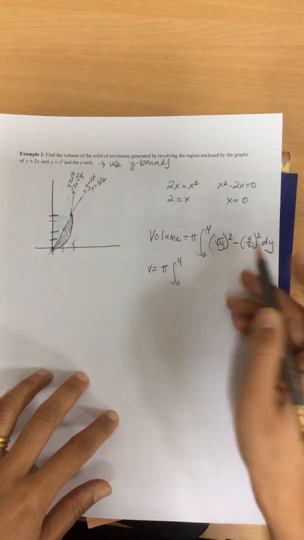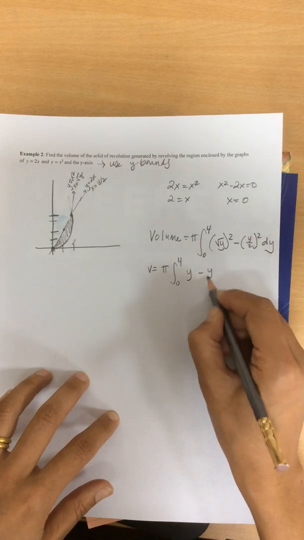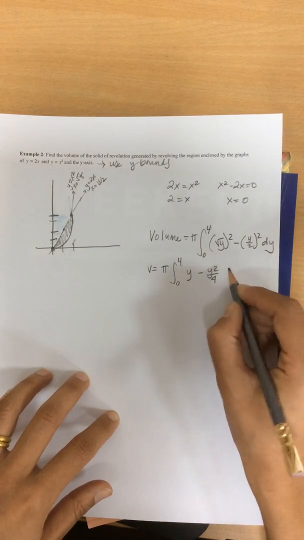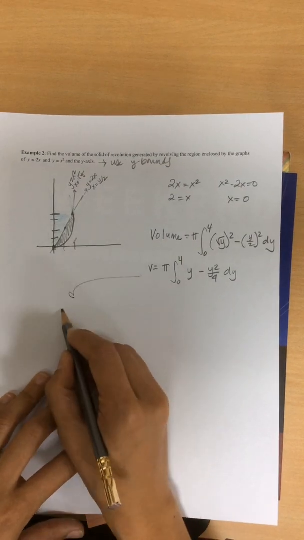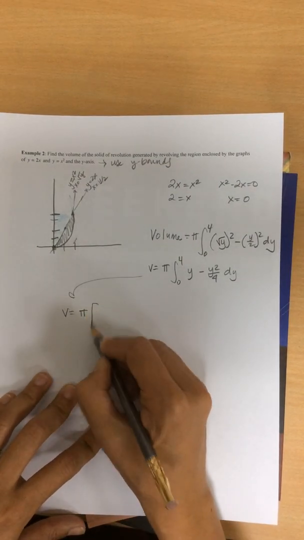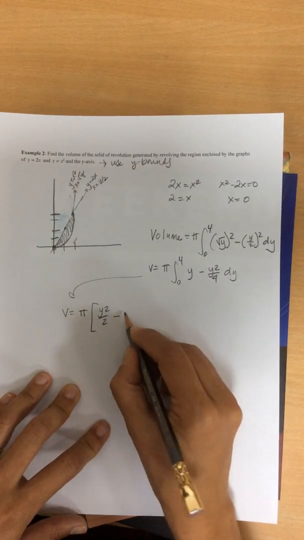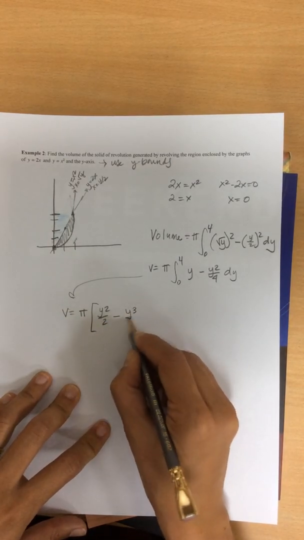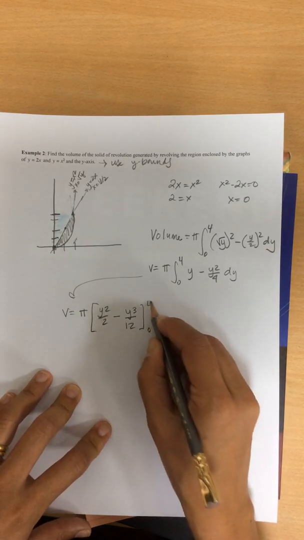All right, what is square root of y squared? Well, that's just y. What is this? Y over 2 squared ends up being y squared over 4, and that still has a dy. Now we're just going to integrate, come over here. Volume equals pi, y squared over 2, minus y cubed over 12, right, when I multiply 3 times 4. Evaluated from 0 to 4.